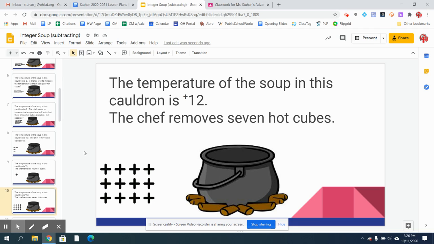So, if the temperature of the soup in this cauldron is +12 degrees, the chef removes 7 hot cubes. So we've got 1, 2, 3, 4, 5, 6, 7. We are left with 5 hot cubes. So the temperature of our soup is going to be +5.